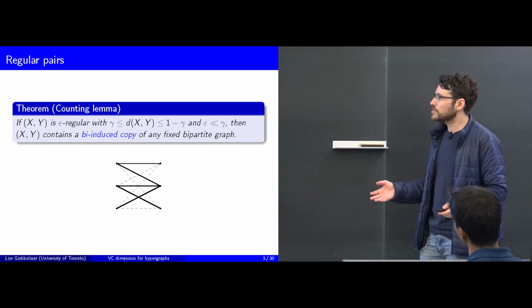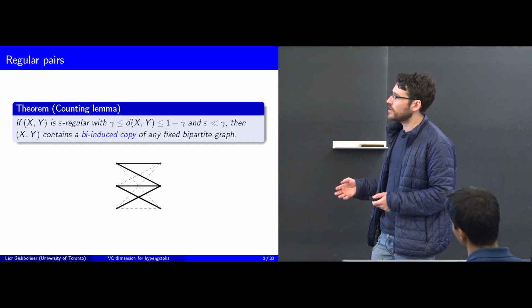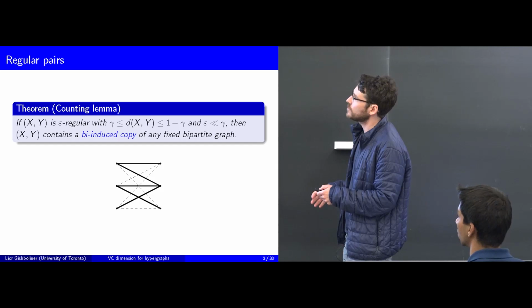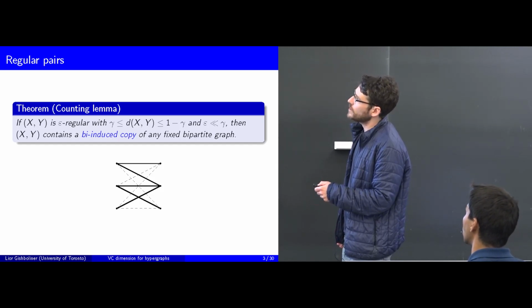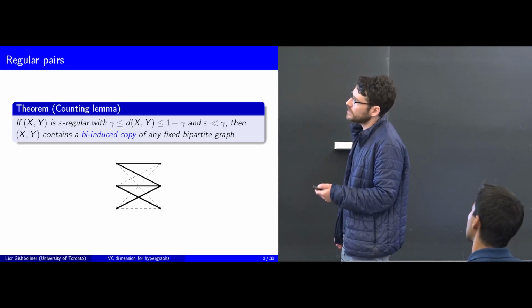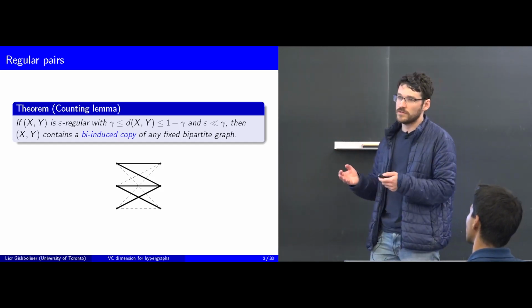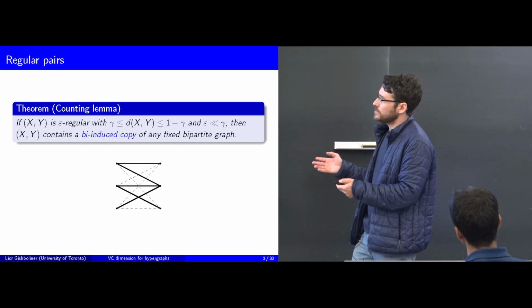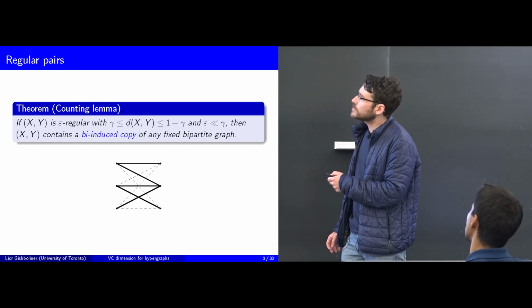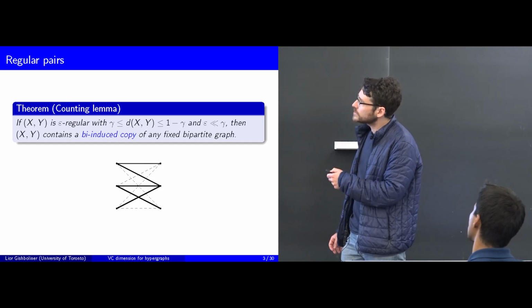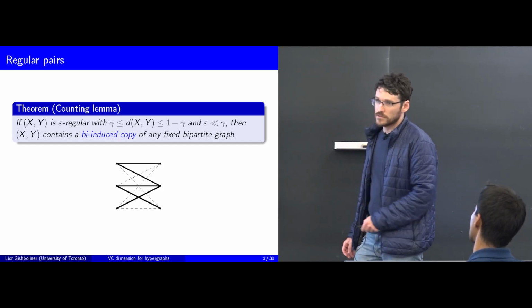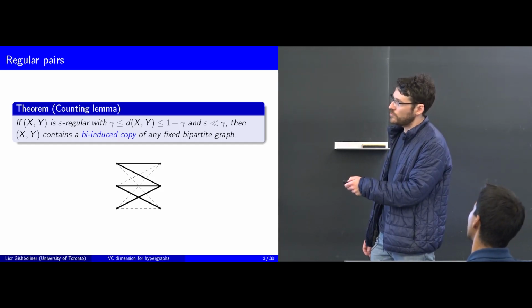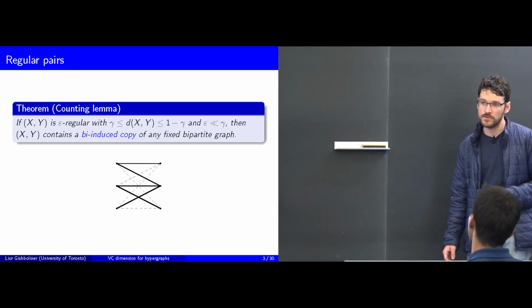So it's true that for any fixed bipartite graph that you give me, if x and y is epsilon regular, and the density of x and y is not too close to 0 and to 1, well, it has to be, right? Because if it's 0, then you will not find any edges. If it's 1, you will not find any non-edges. But assuming this necessary assumption, if the regularity epsilon is significantly smaller than this gamma, then you can find a copy of this bipartite graph as what I call bi-induced, which just means you have edges where you need edges and you have non-edges where you need non-edges.